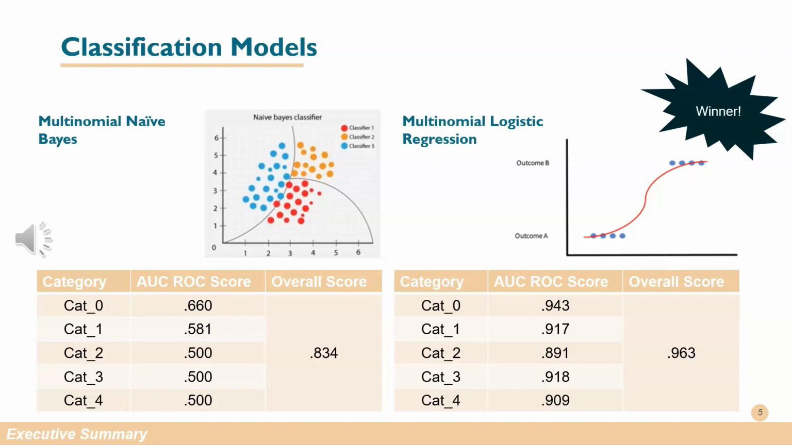The results of our model were great. The overall AUC score was 0.963, which outperformed our multinomial naive Bayes model overall and on each of the categories. Given our results, we suggest that we utilize the multinomial logistic regression moving forward.